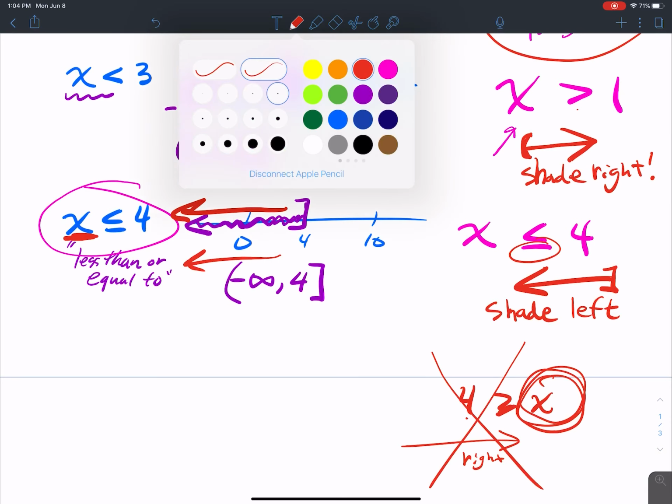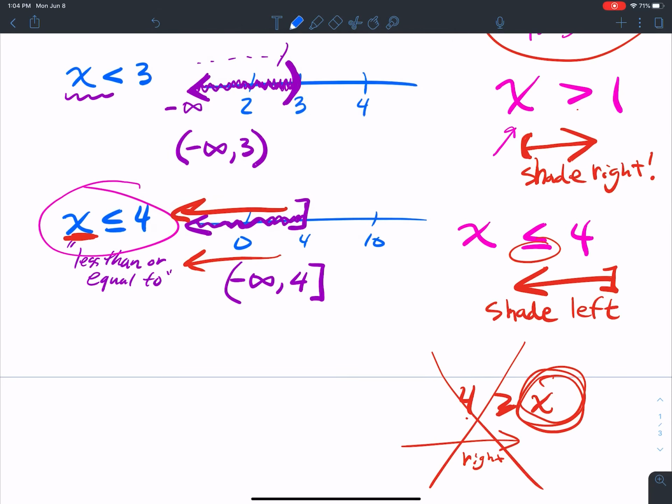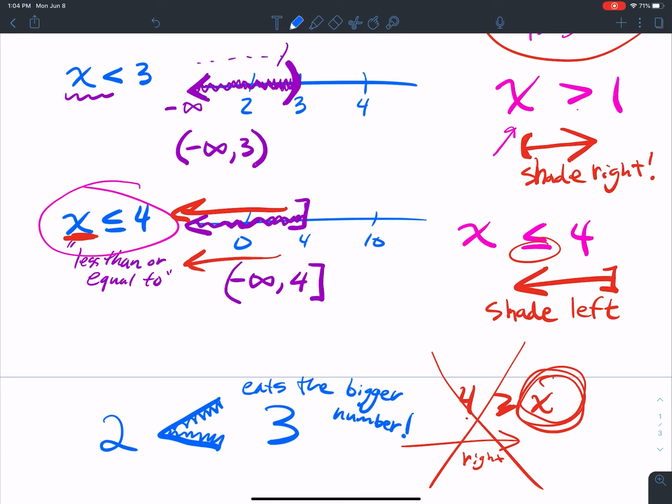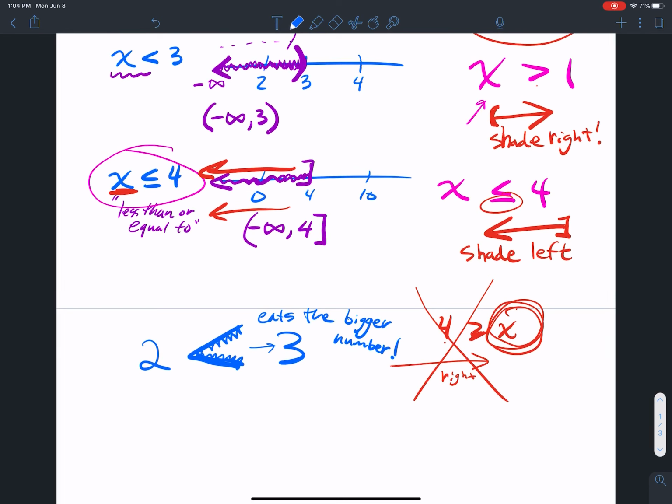Okay? I kind of think of it, I mean, this is super goofy, but I think of it literally as the alligator. The alligator eats the bigger number. Okay? So if you ever wonder which one is bigger and which one's smaller, the alligator's always going to go eat the bigger one. Okay? So that's the idea. All right? So just a formal introduction to inequalities and how to graph them and then show interval notation.